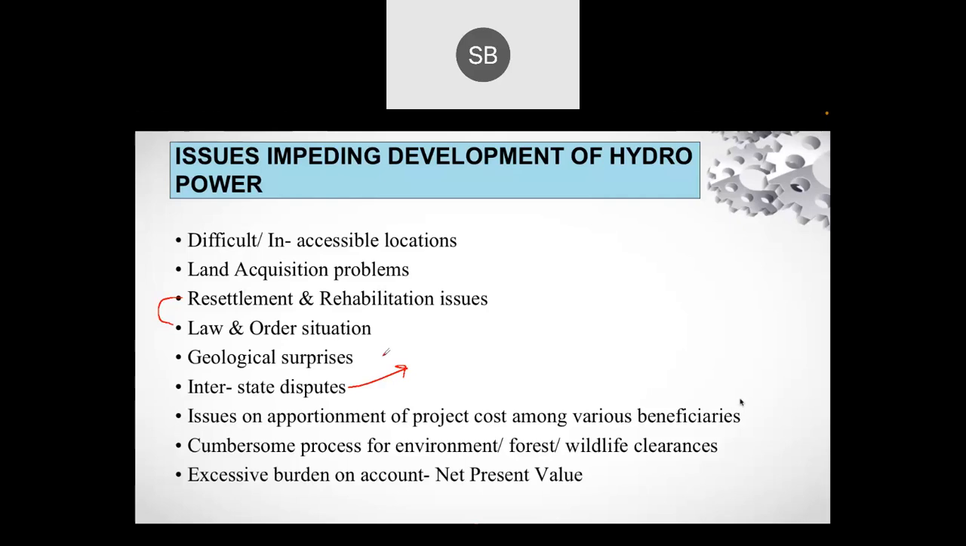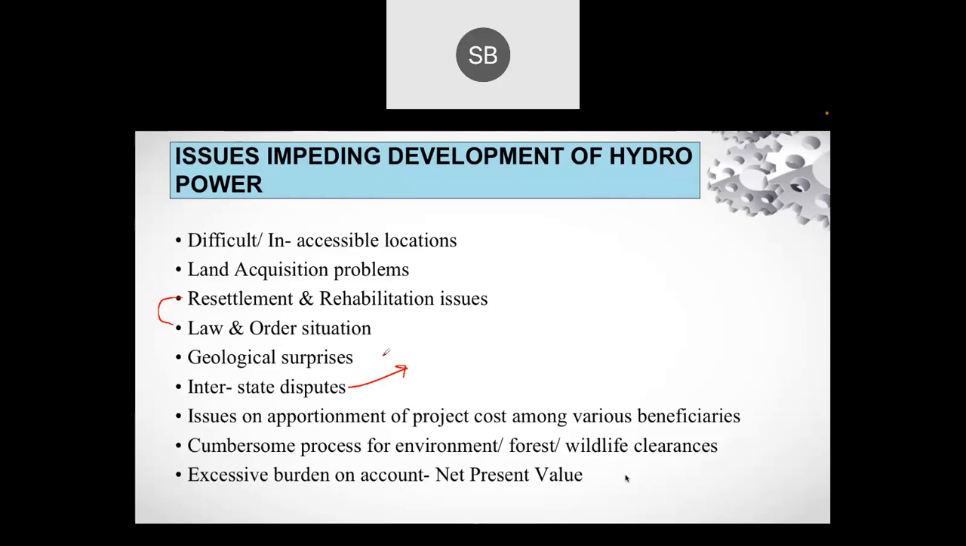Then issues on apportionment of the projects among the various beneficiaries. The capital cost of the hydroelectric power plant is very high. So one single company cannot invest all that cost in the construction of the hydroelectric power plant. So two or three companies come together and construct the particular power plant. In that case, the proportional project costs, which are divided amongst various beneficiaries, are also an issue.